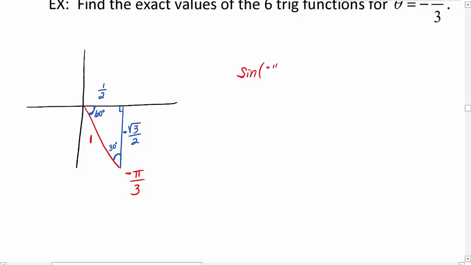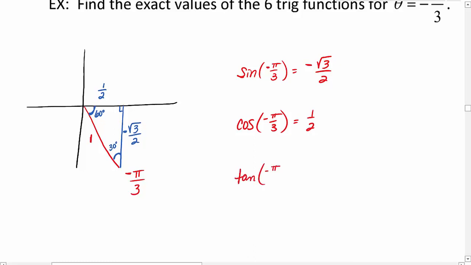Sine of negative pi over 3, we know sine is y over r, so that's going to be negative square root of 3 over 2. Cosine of negative pi over 3, we know cosine is x over r, so that's 1/2 over 1, which is just 1/2.